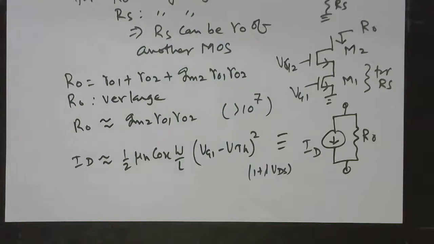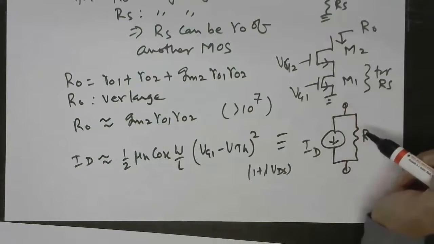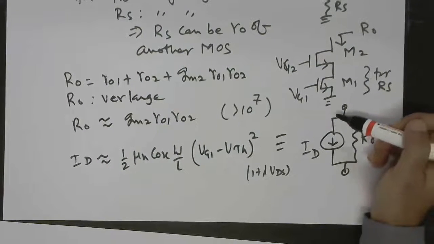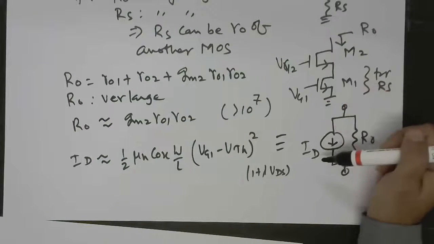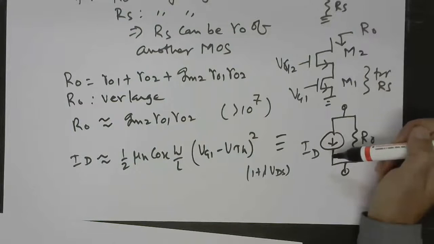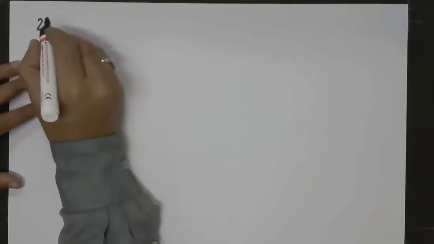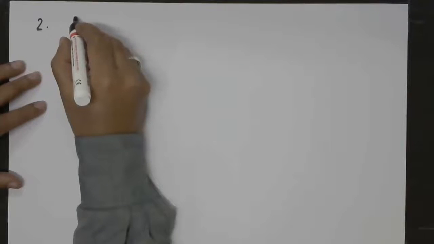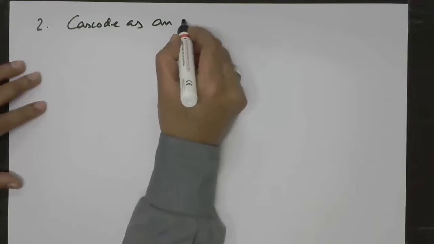So now we will move to the application of this configuration as an amplifier. So here you can see that we have simply stacked one MOS above another. So now there will be a drain current flowing through this. So one can ask how to use this as an amplifier. So the second main application of the cascode configuration is cascode as an amplifier.